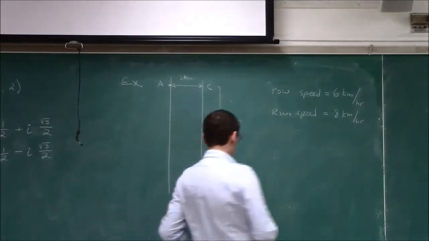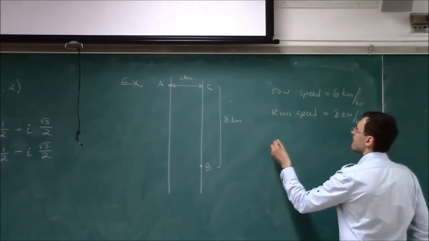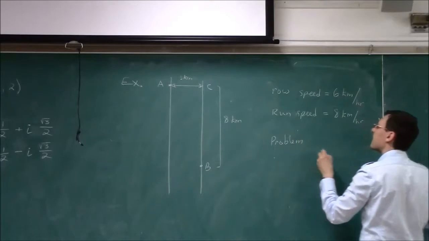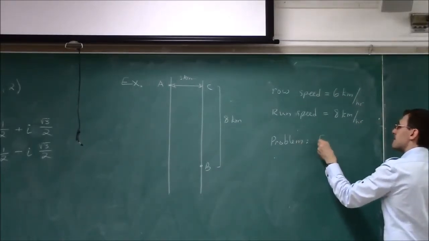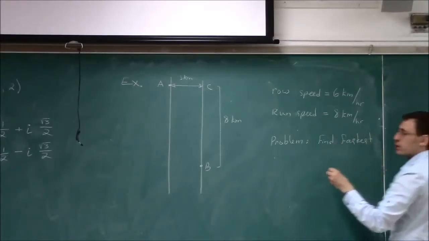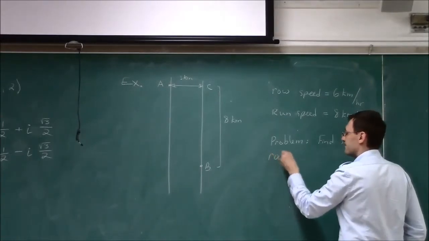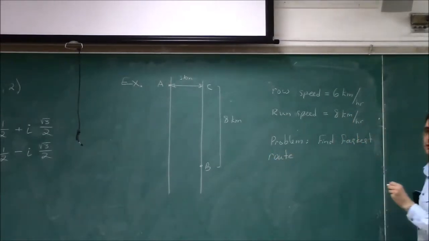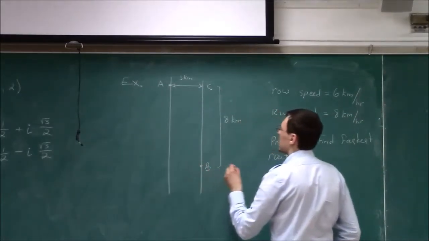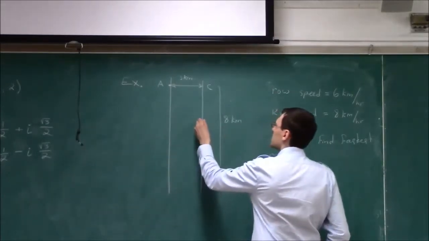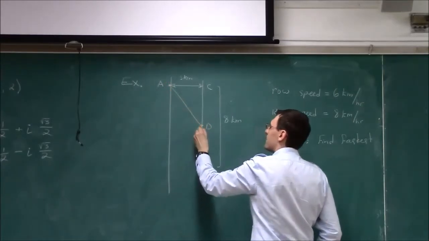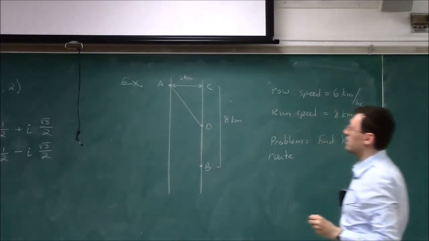So, problem. Find the fastest route. It's T at the end, right? So what does it mean to find the fastest route? It means that you disembark somewhere at the point D. This is one possible path, right?